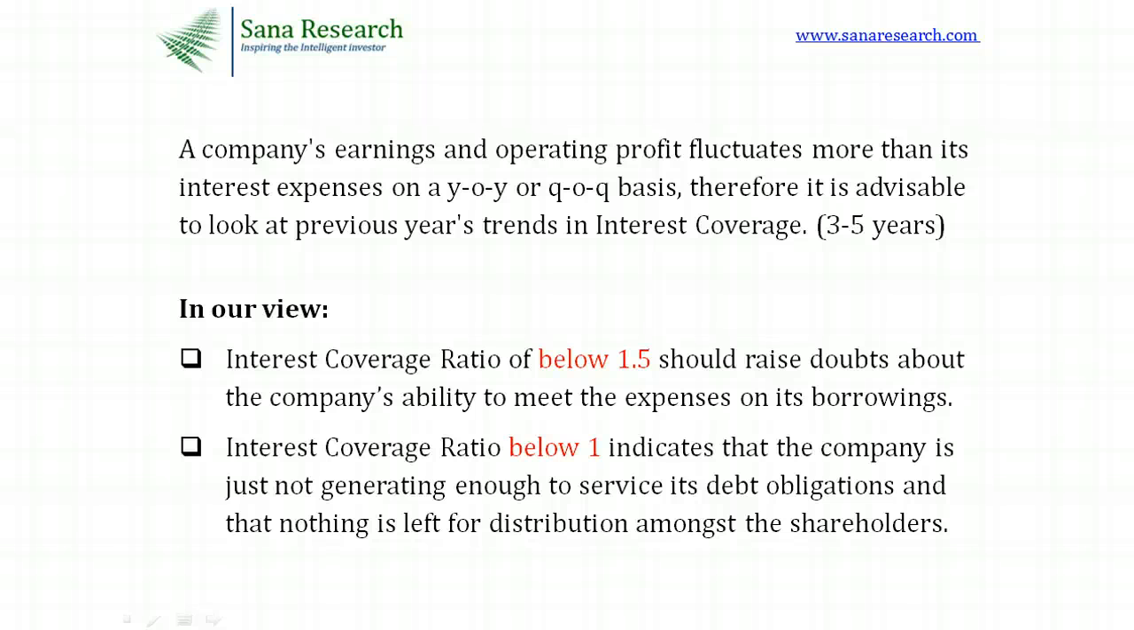However, a company's earnings and operating profit fluctuates more than its interest expenses, and therefore it is advisable to look at previous year's trends in interest coverage. Ideally, you should look at the average interest coverage ratio for the last 3 to 5 years or even more. In our view, interest coverage ratio of below 1.5 on a consistent basis should raise serious doubts about the company's ability to meet the expenses on its borrowings.